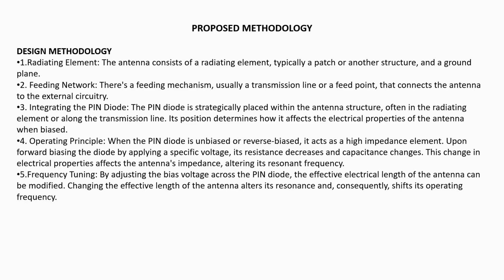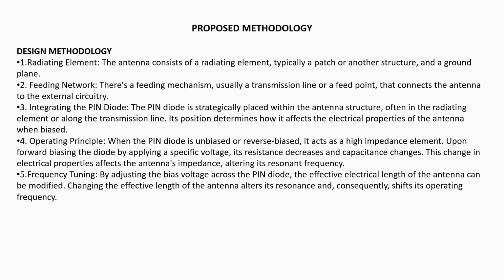The PIN diode is strategically placed within the antenna structure, often in the radiating element or along the transmission line. Its position determines how it affects the electrical properties of the antenna when biased. The operating principle of the antenna is that when the PIN diode is unbiased or reverse biased, it acts as a high impedance element. Upon forward biasing the diode by applying a specific voltage, its resistance decreases and capacitance changes.